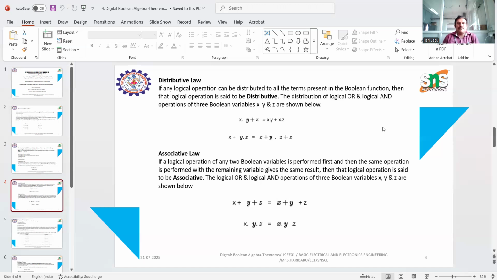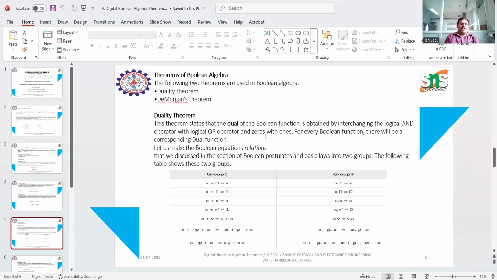In the previous distributive law, we had x dot (y plus z), and similarly the distributive law in the next term, x plus (y dot z). Next is the associative law: x plus (y plus z) will be (x plus y) plus z. Similarly, x dot (y dot z) equal to (x dot y) dot z. This is about the associative laws. So, the theorems of Boolean algebra. The following two theorems are used in Boolean algebra: the duality theorem and De Morgan's theorem.